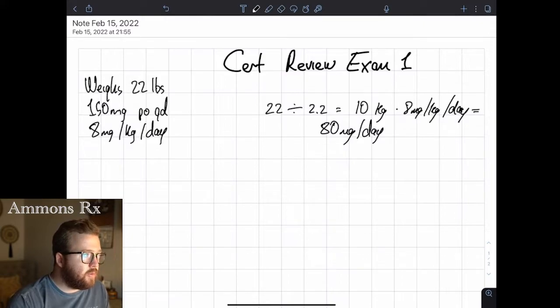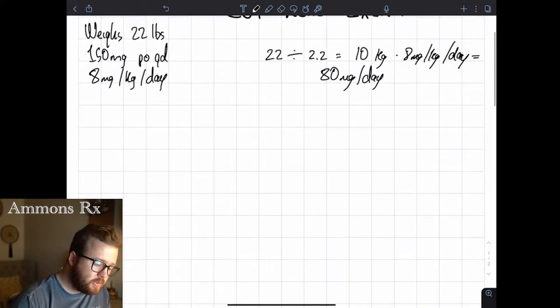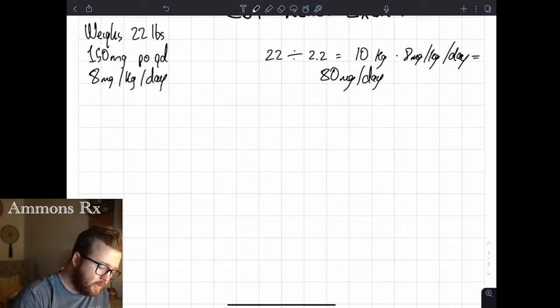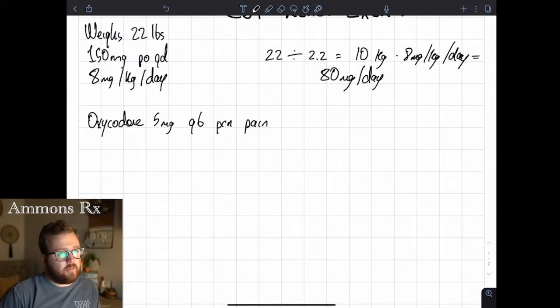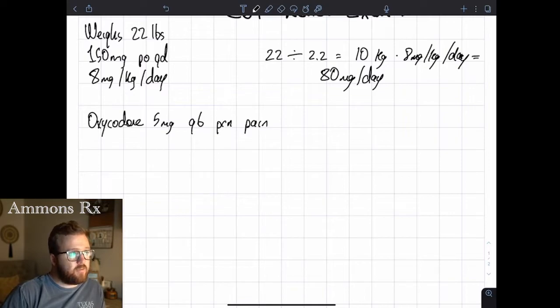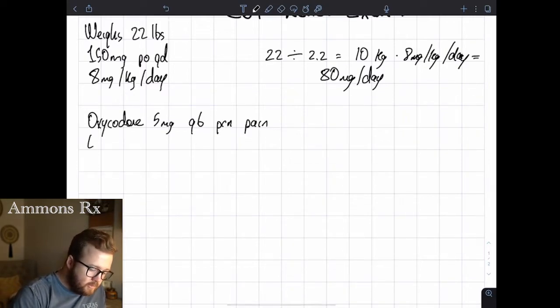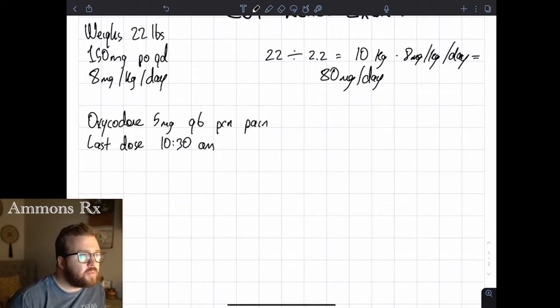We'll do another calculation one. So a patient is prescribed to receive a dose of oxycodone 5 milligrams Q6 PRN pain. So how I'd read that is oxycodone 5 milligrams every 6 hours as needed for pain. The last dose was at 10:30 a.m. What is the earliest time the next dose may be administered in military notation?